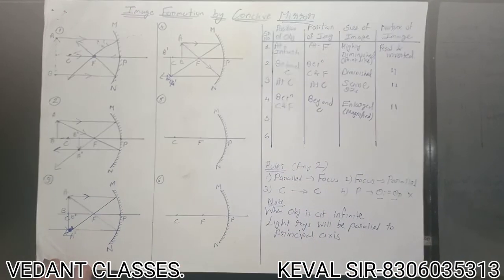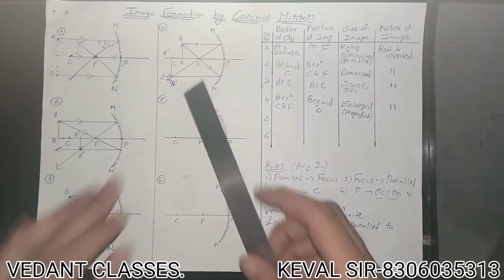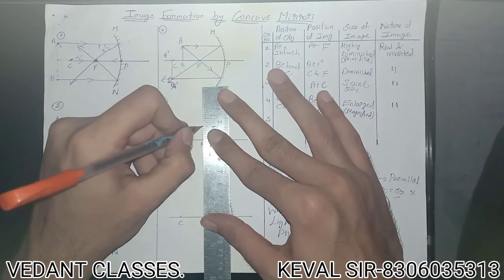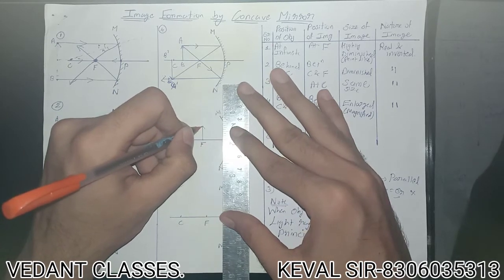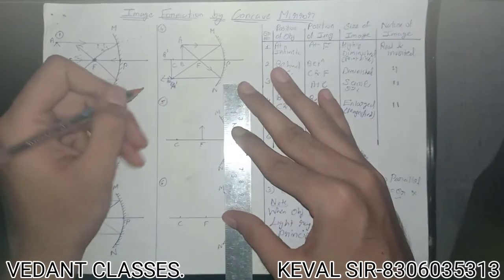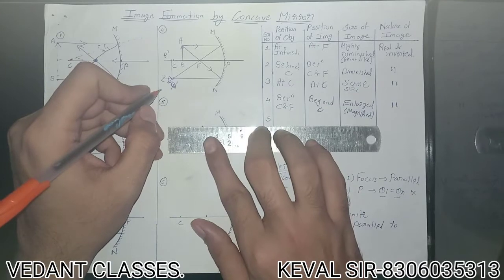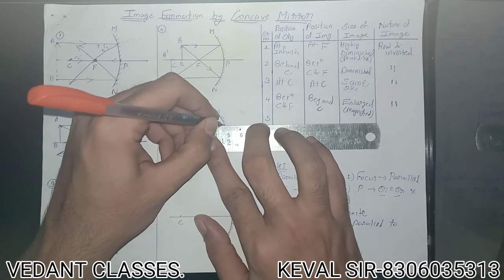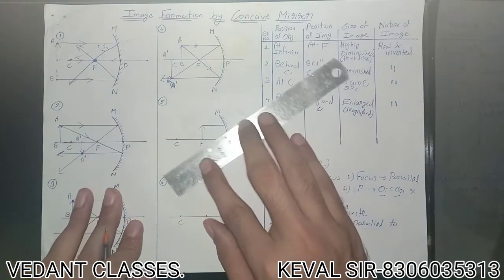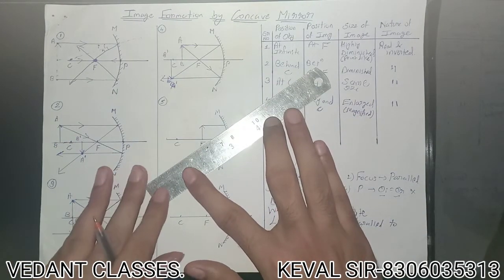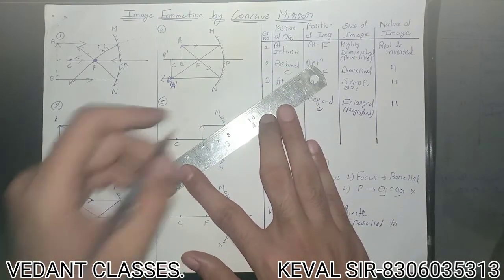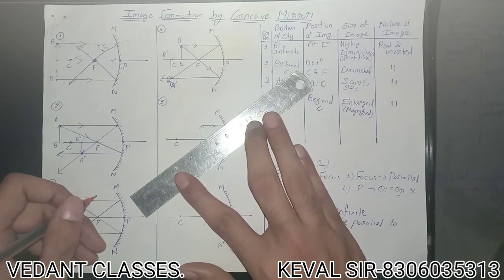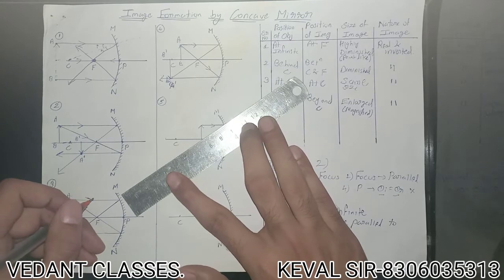Now let's see the fifth case. In the fifth case, you need to place an object at the principal focus. Now you need to consider the incident light ray parallel to the principal axis. This light ray will pass through the principal focus. So this is our incident light ray and it will pass through the principal focus like this.